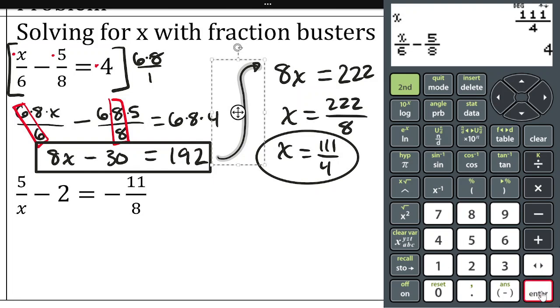When I press enter, I get the number 4, right? That tells me that this was the correct solution. Why? Because it's the value of x that made both the left-hand side and the right-hand side the same. Namely, it made them both equal to the number 4.